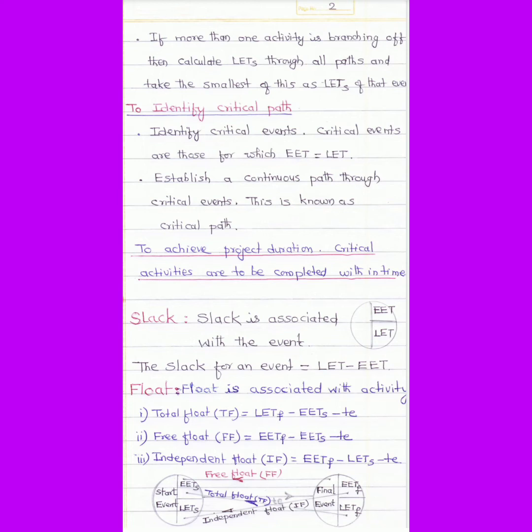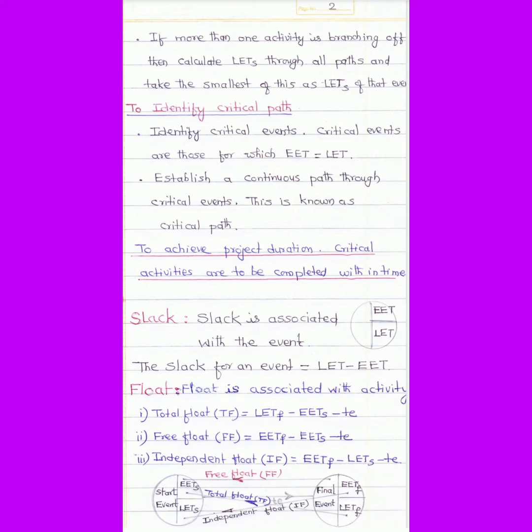To identify the critical path, identify critical events. Critical events are those for which EET is equal to LET, that is, slack is equal to 0. Establish a continuous path through critical events. This is known as the critical path. To achieve the project duration, critical activities are to be completed within time.